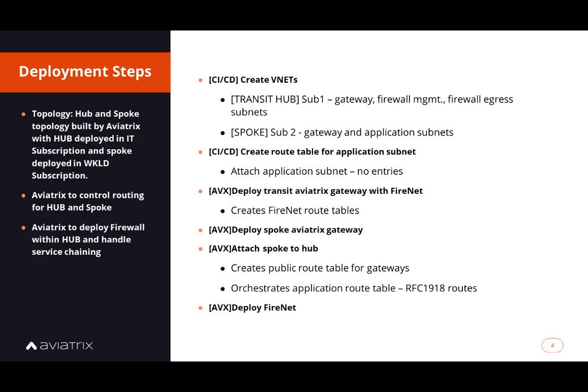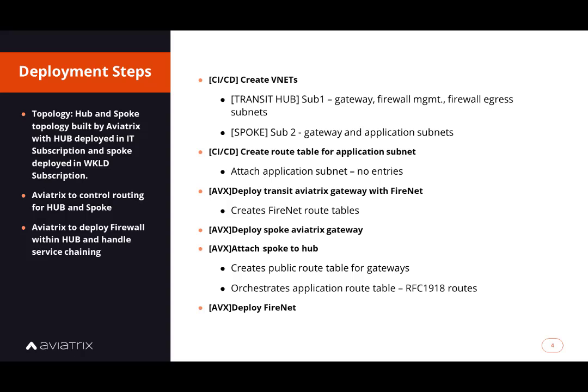In Spoke 2, we will also want to build a route table which Aviatrix can orchestrate for our workloads. This route table will be associated to the application subnet that we created. At this point, all of the manual configuration steps are complete, and we can leverage the Aviatrix platform to build out the rest of our topology.